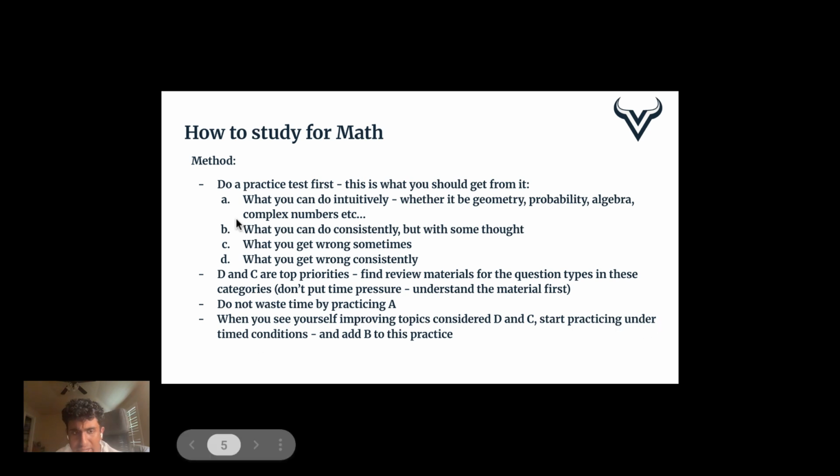And when you do that, add B to this practice, because remember, B was I can do it consistently, but I have to take some time to think about it. So basically, you want to move up the tiers as much as possible. Try and get everything to A and B, where you're minimizing the number of mistakes you make.